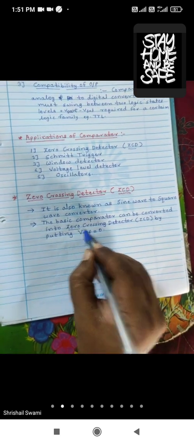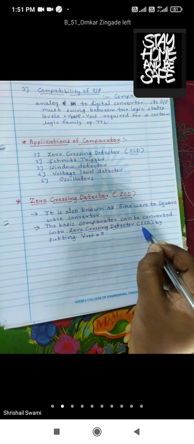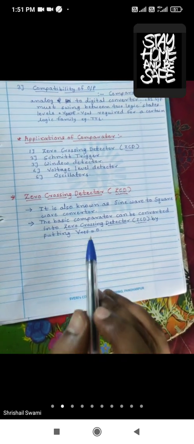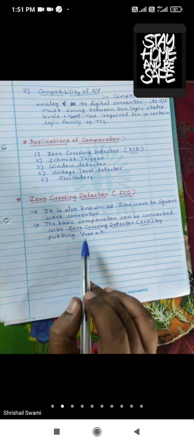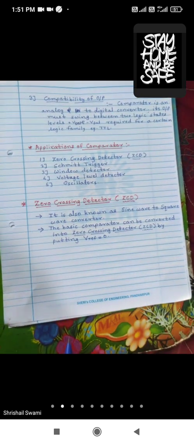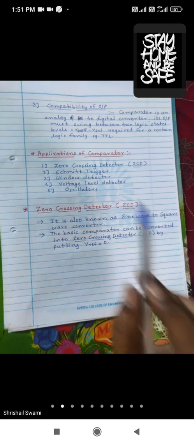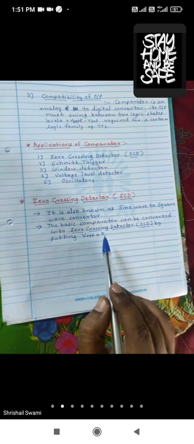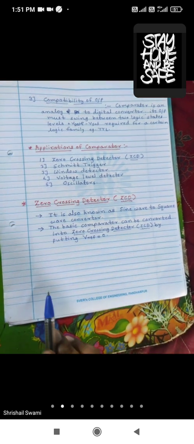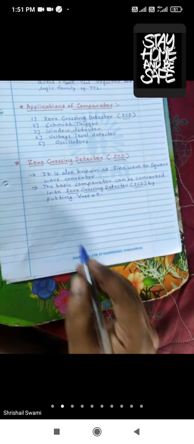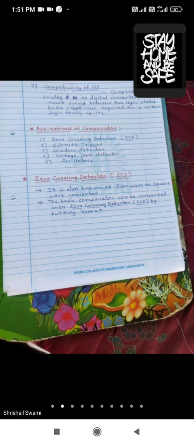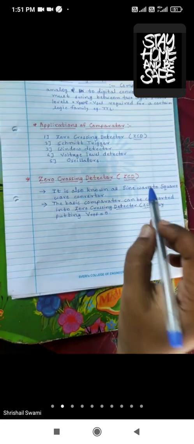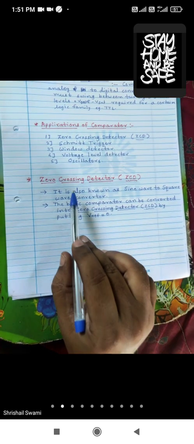I will underline it. By putting V reference equal to 0, V reference is the voltage which is connected at one of the input terminals of the comparator. If we make that equal to 0, then that circuit is called zero crossing detector. Are you getting my point? So I will draw the circuit diagram so that you can understand what changes are needed in the comparator to convert it into zero crossing detector.